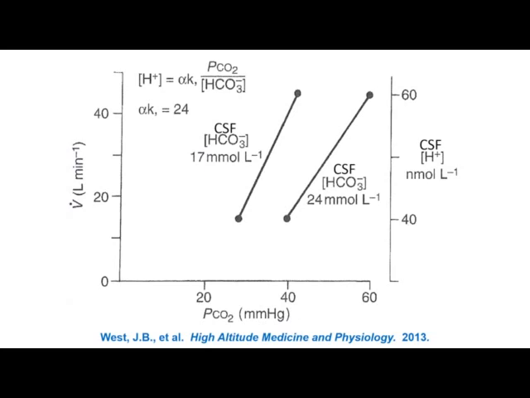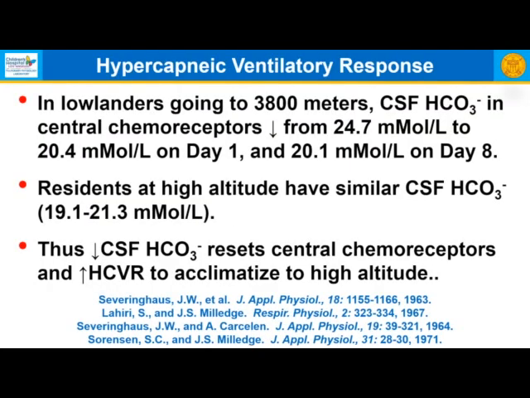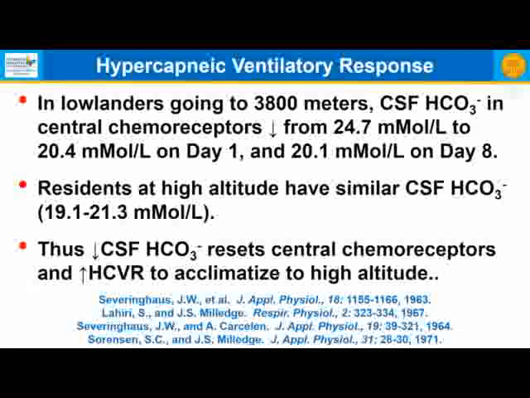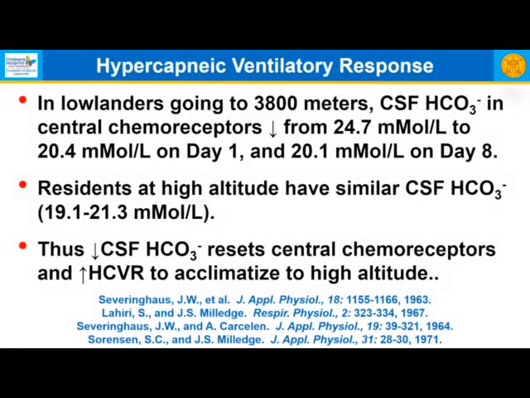So lowlanders going to 3,800 meters, so we're talking about 14,000 feet or so, CSF bicarb in the central chemoreceptors drops from about 25 to about 20 on day one, and a little bit lower on day 8. Residents at high altitude, that is long-term residents, have a similar CSF bicarb that is about 19 to 21. So it's similar to what lowlanders do to adapt within the first week. Thus, decreased CSF bicarb resets central chemoreceptors and increases the hypercapnic ventilatory response to acclimatize to high altitude.